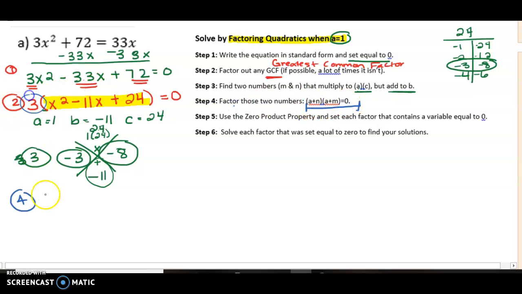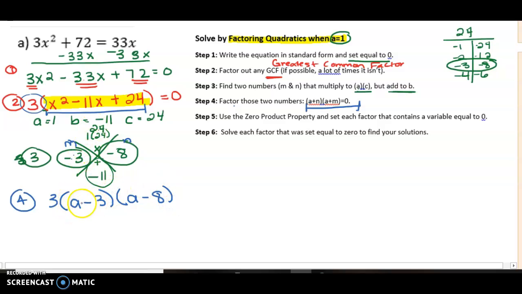So I can't forget my 3 up front. Now this whole thing here is going to change. A plus n, A plus m. So I'm going to make this m and this n. It doesn't matter, this can be m, this can be n. It doesn't matter. Okay, so I have a plus a negative 3, or just a minus 3, and then a plus a negative 8, or a minus 8.